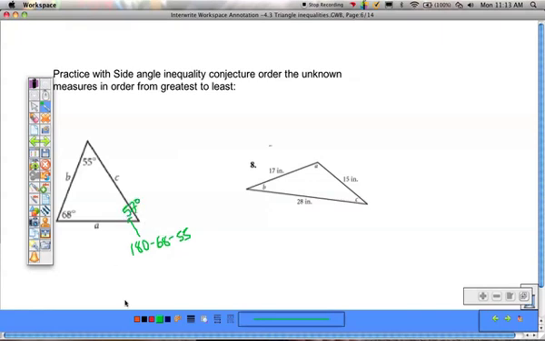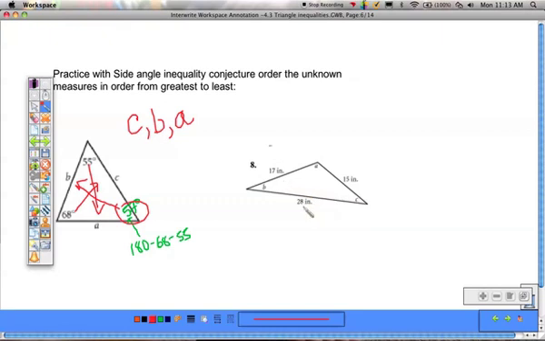All right, so you look for the biggest angle, look for the side across from that. So 68 is the biggest angle, so C is the biggest side. The next biggest angle is 57, it's across from B. And the next biggest angle is across from the 55, which is A. So these sides are biggest to smallest, CBA.